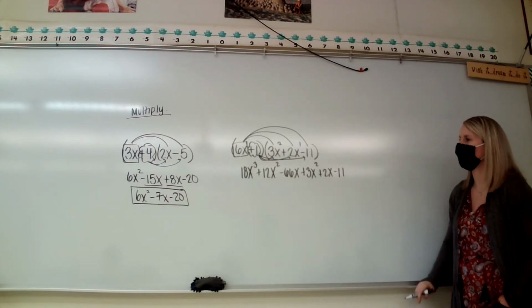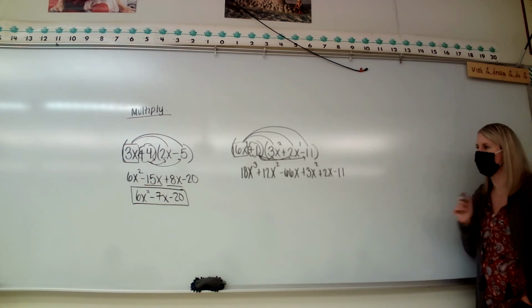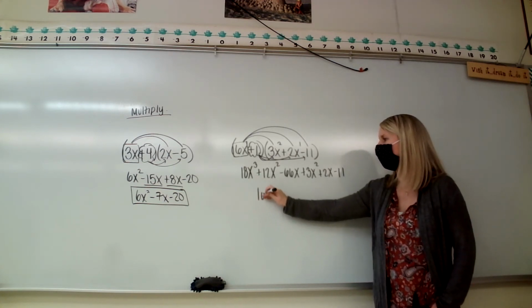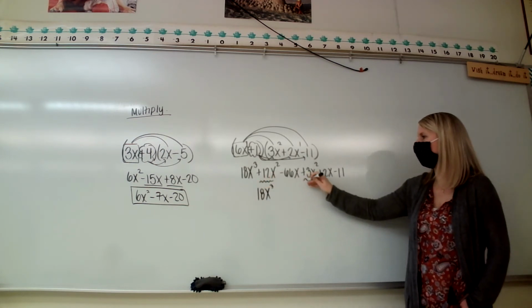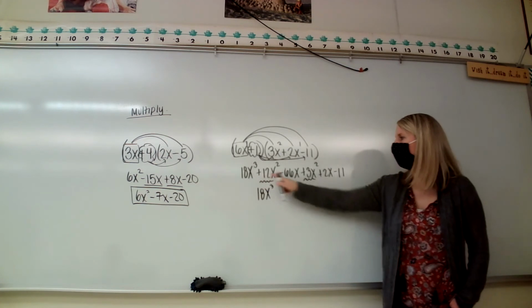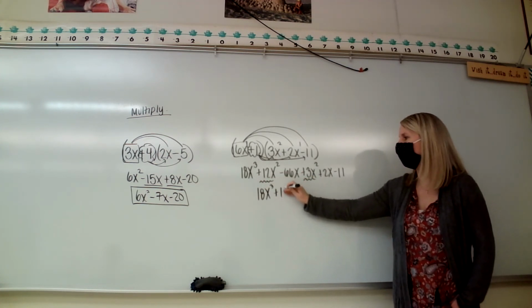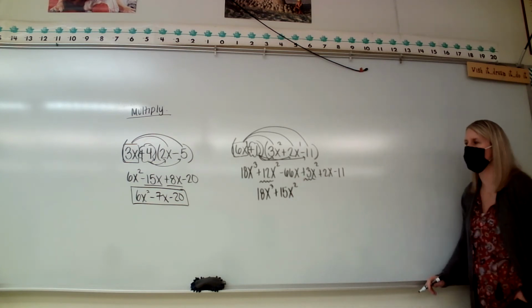And then we always like to clean it up, put things together that we can, combine like terms. So this is the only thing that has a cube, so that will stay out in front. So I see an x squared here and an x squared here. And that's 12 plus 3. Remember, when you're adding, you add the numbers. The exponent stays the same. You only change the exponent when you're multiplying.